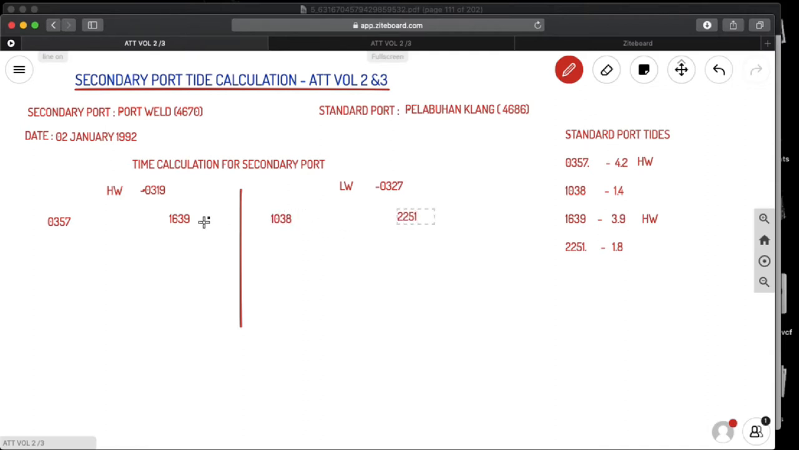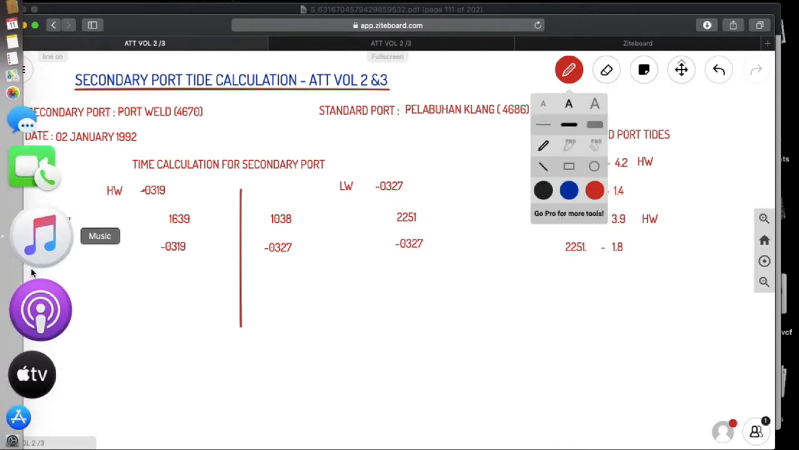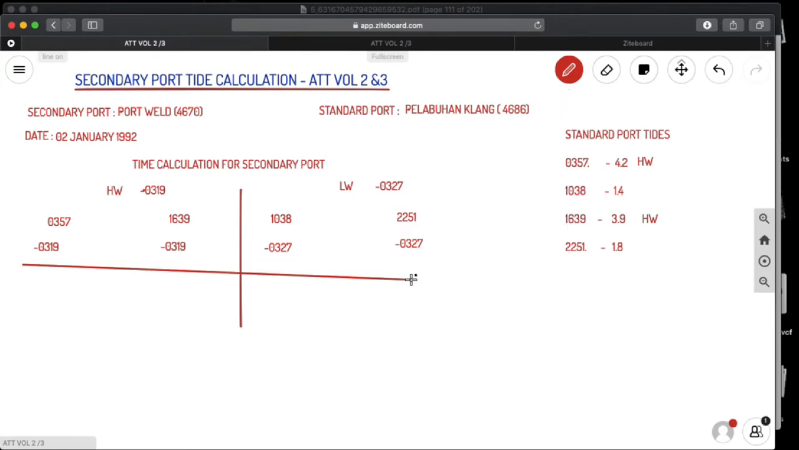So the corrections for the high waters are -0319 and here also -0319, and for the low waters it says -0327, and this one also -0327. So if you draw a line like this, what you get down by doing this will be the standard secondary port time for the tides.